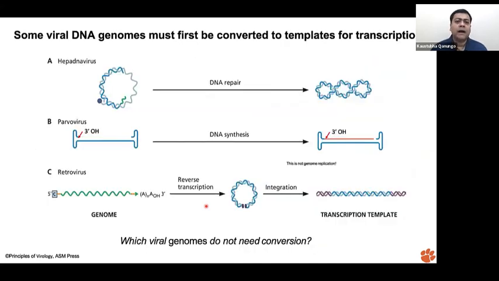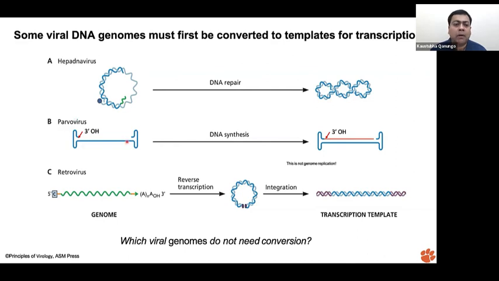So here are some viral DNA genomes, and they must be converted into templates. You can see the hepadnavirus, which has a gapped genome with an RNA attached to the 5' end, and a protein attached to the 3' end. It has to be repaired into a double-stranded genome. We are going to talk about this in much more detail in the next chapter, not this one.